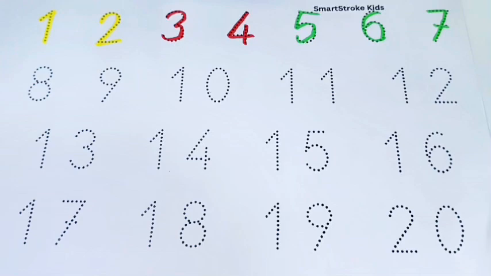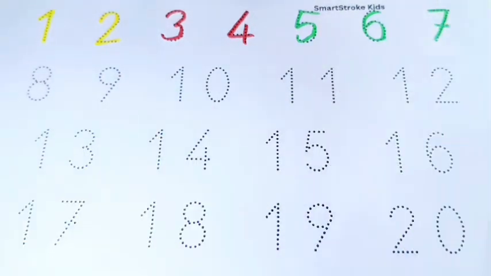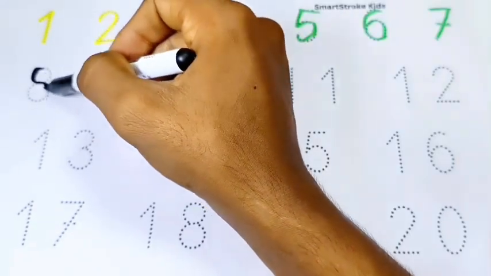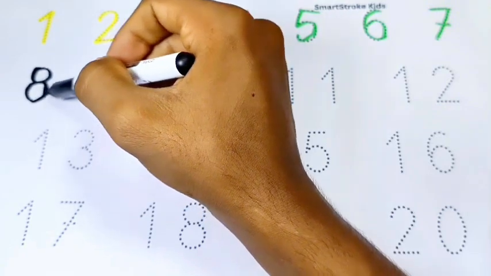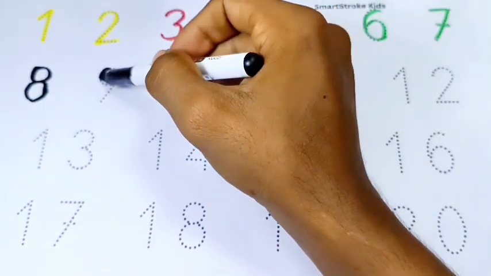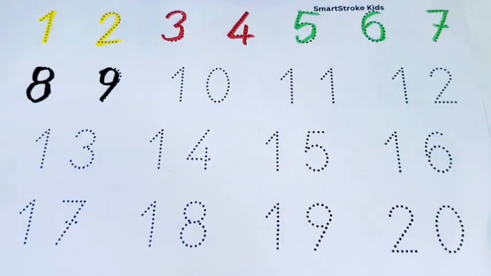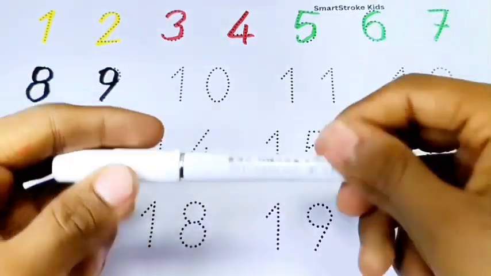seven. Kids, now you draw eight and use black color. Eight, nine. Kids, now you draw 10 and use gray color.